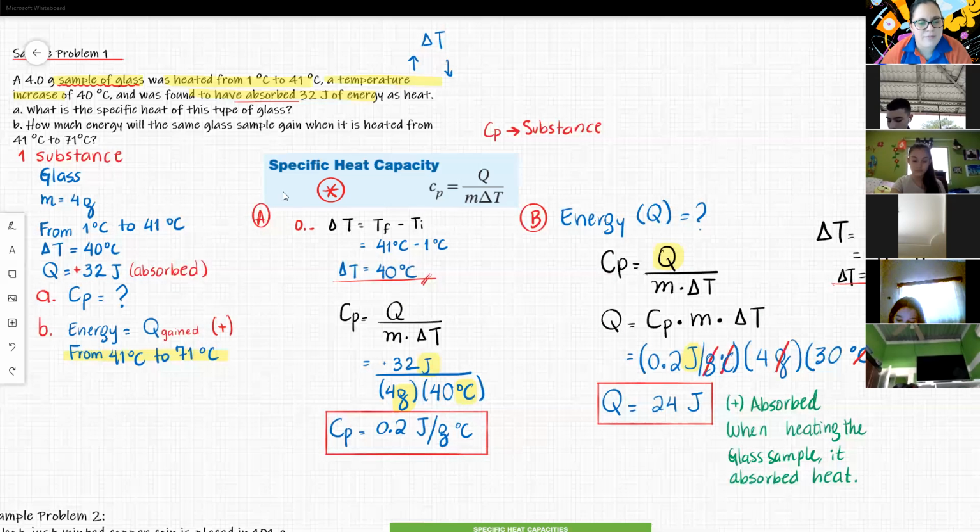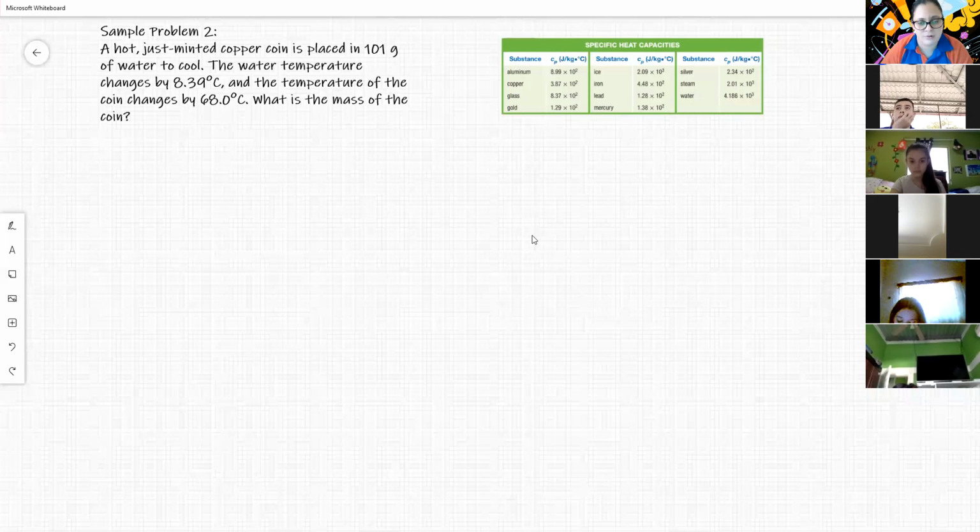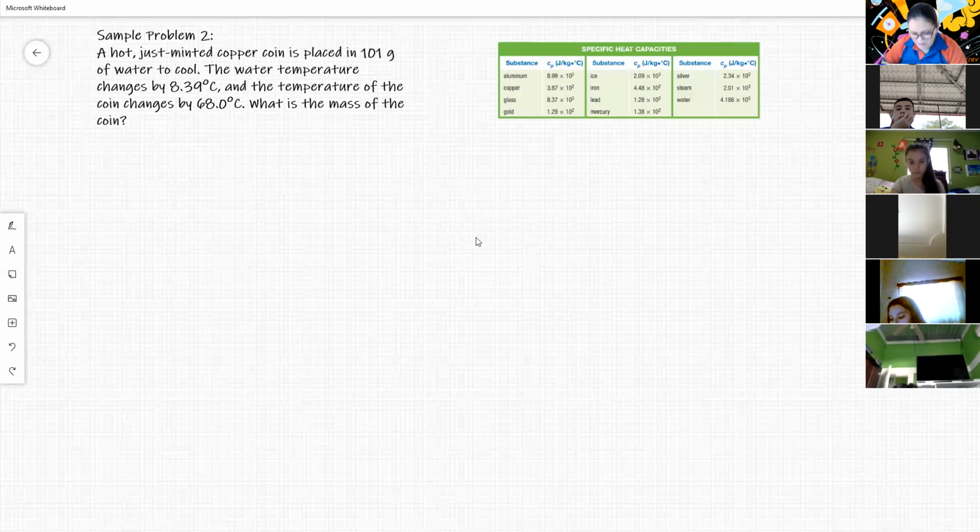Very simple when you have one substance, but when it's time to use two substances, we need to use another procedure. So I really hope I can make it all. If not, I will continue in the next class. Okay?